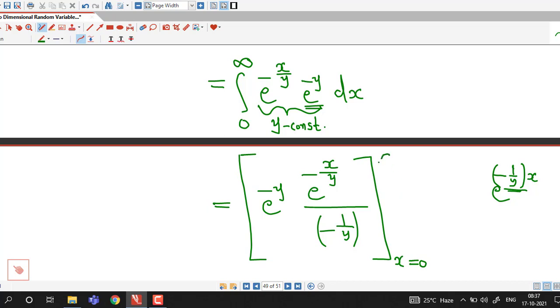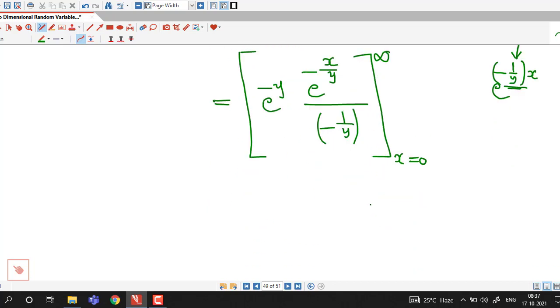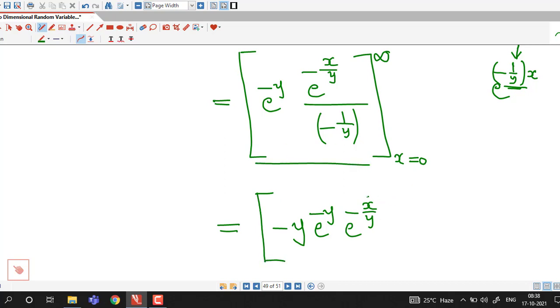We consider y as constant, therefore this minus 1 by y is constant. So we are dividing by coefficient of x, which is minus 1 by y. Now this I can rewrite as minus y times e raised to minus y times e raised to minus x by y. So we are rewriting this, and then we will put limits of x from 0 to infinity.